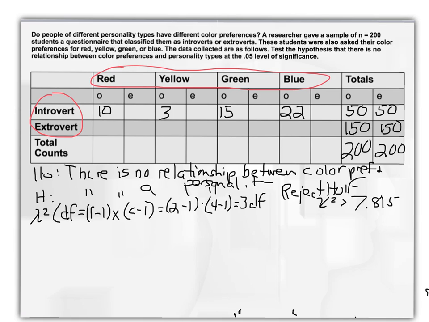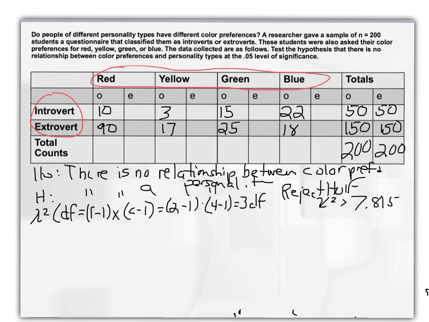And for the people who were classified as extroverts, 150 of them, 90 preferred red, 17 preferred yellow, 25 preferred green, and 18 preferred blue. And again, if we add up those totals, we should get 150.